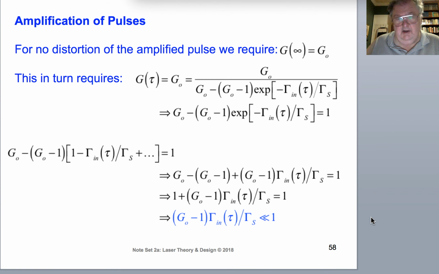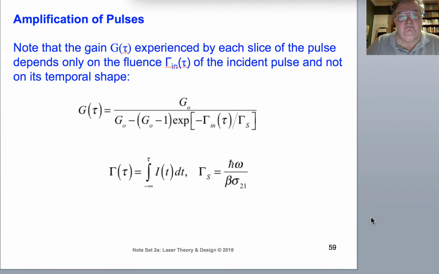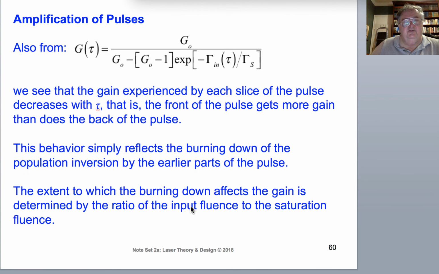Otherwise, you get the kind of result that we saw. Again, I want to draw to your attention that the gain experienced by each slice of the pulse depends only on the fluence, gamma in, the integral of I of t, not the shape. The shape doesn't matter whether it's a rectangular pulse or a Gaussian pulse or whatever kind of pulse. Picture any kind of crazy pulse you like. There are a lot of pulses that could add up to the same fluence, right? The shape doesn't matter. Just this integral, the total energy that you put into the system.